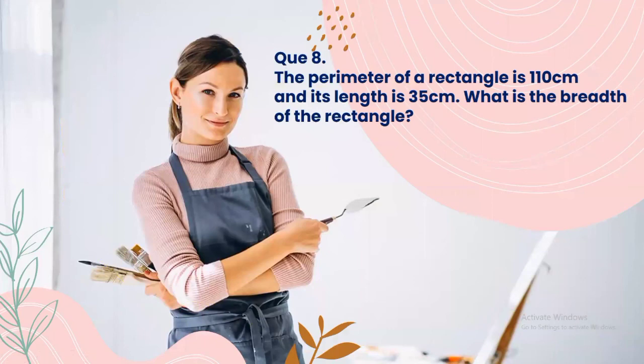The perimeter of rectangle is 110 centimeter and its length is 35 centimeter. What is the breadth of the rectangle? So you can use the formula which I just told you earlier. Otherwise, you can use the common formula of the perimeter of the rectangle. So I'm going to solve this question by using the common formula of the perimeter of rectangle. You don't need to learn a different formula. You can use the same formula.